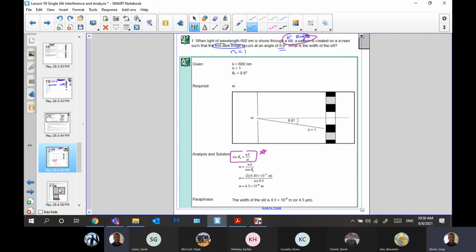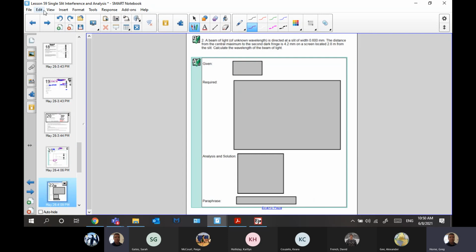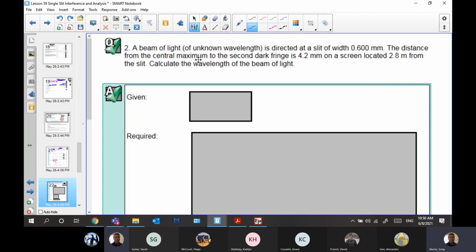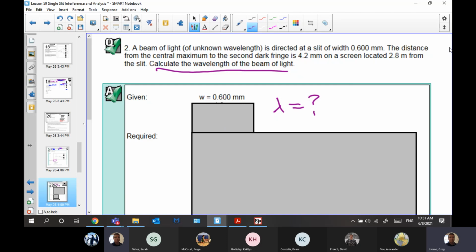All right. So number 2 here. Let's go view. Zoom page width. So what are we given? Unknown wavelength. So we're probably going to be asking for that. Yep, there we go. It's on the bottom. Calculate the wavelength, right? And so in here, it's going to be like wavelength equals question mark somewhere. They tell us we have a slit width of 0.600 millimeters. So you're going to have a W value somewhere. So W equals the distance from the center maximum to the second dark fringe.